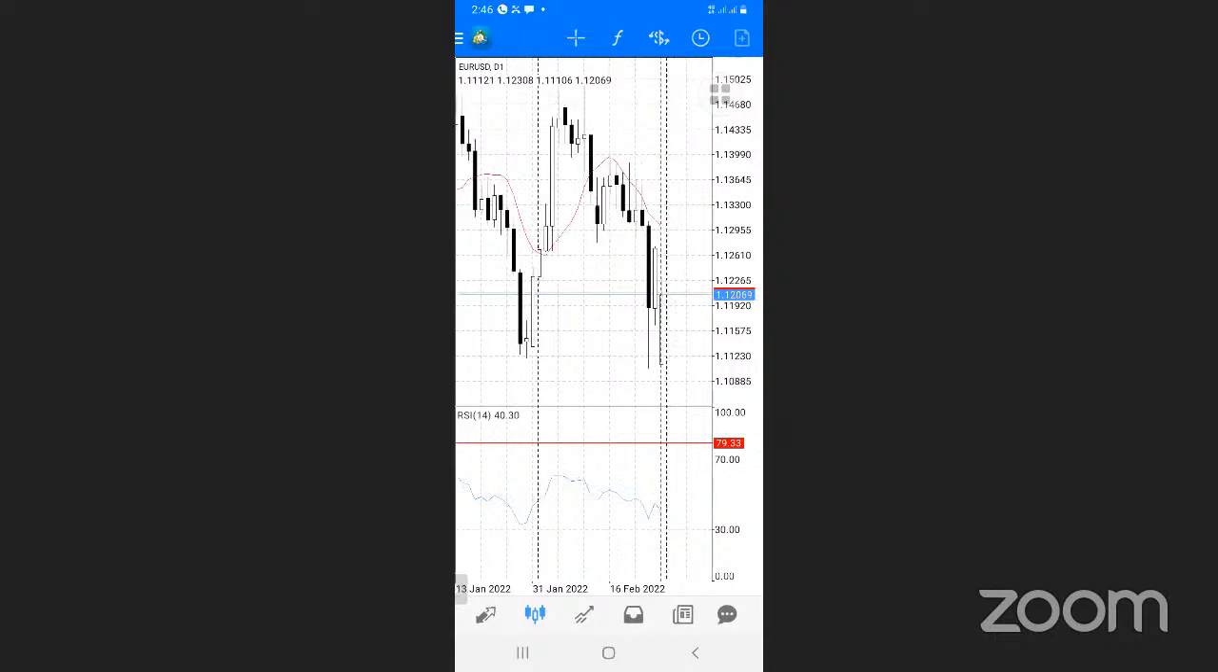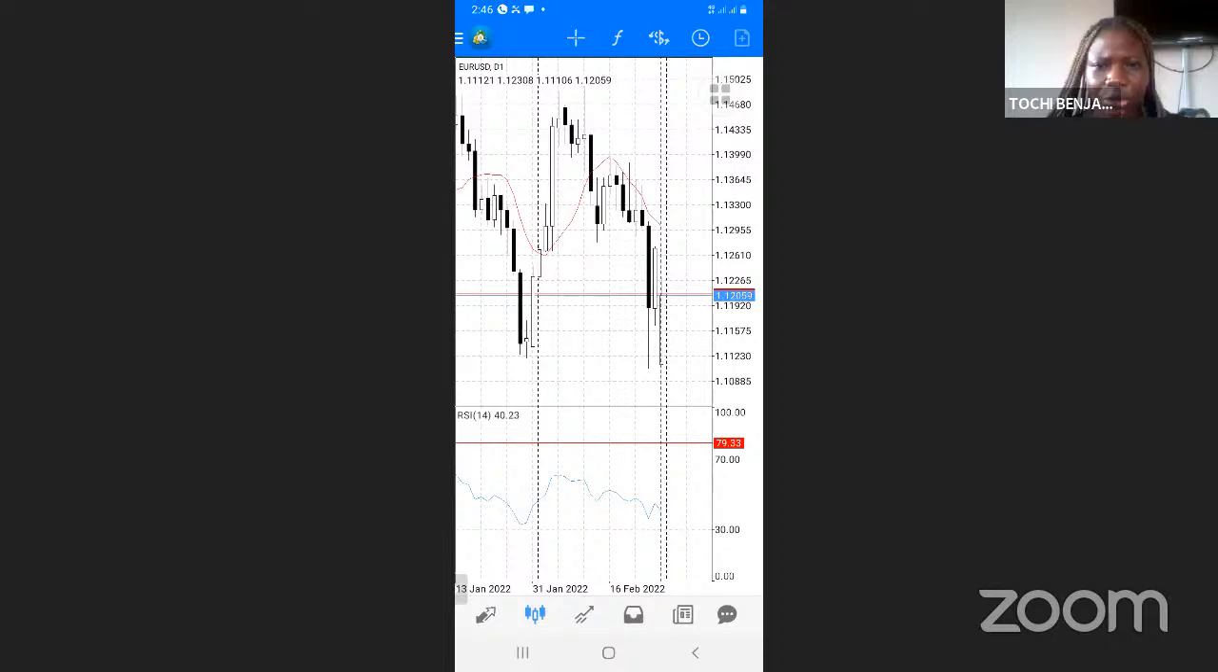I think it's this, below 1.11230. Come again. A bit below 1.11230. Okay, that is your support. It doesn't have to be below, but that range is your support range.